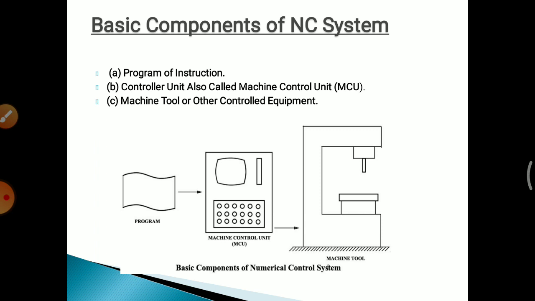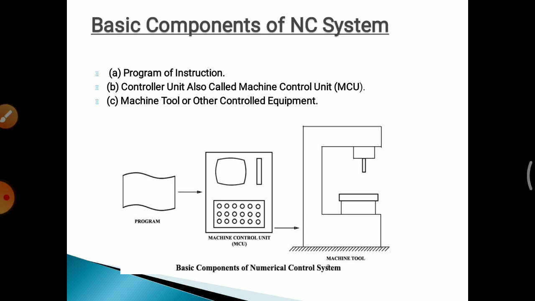The other two methods are the manual data input method, which is used for relatively simple jobs where the order will not be repeated, and the second method, which is by means of a direct link with the computer. This is called direct numerical control, DNC.